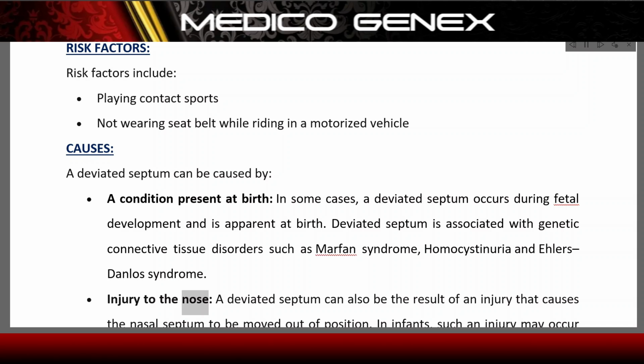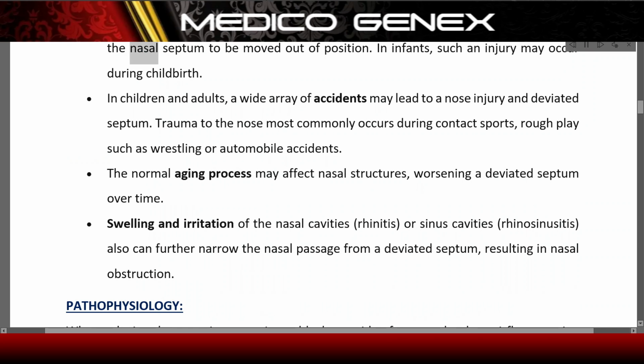Injury to the nose. A deviated septum can also be the result of an injury that causes the nasal septum to be moved out of position. In infants, such an injury may occur during childbirth. In children and adults, a wide array of accidents may lead to a nose injury and deviated septum. Trauma to the nose most commonly occurs during contact sports, rough play such as wrestling or automobile accidents.